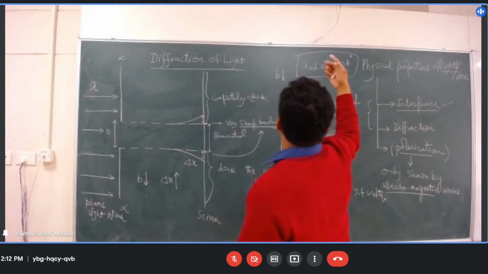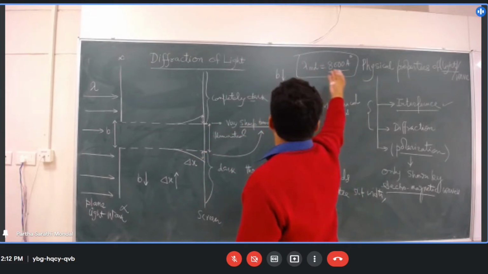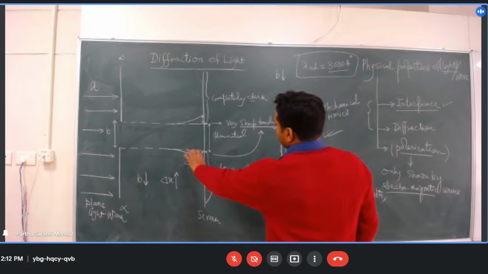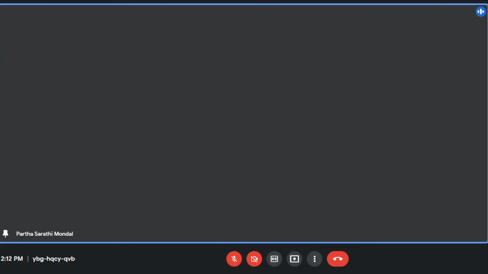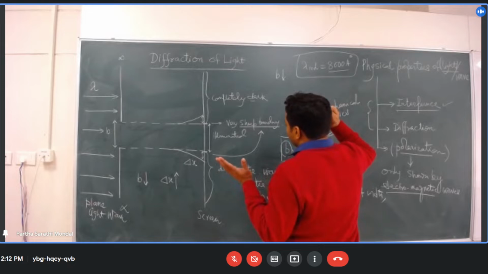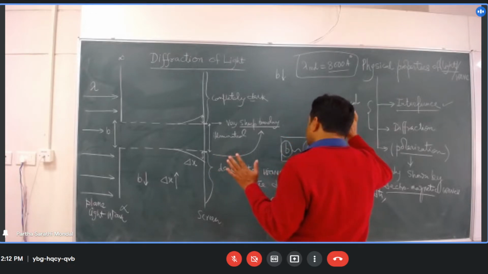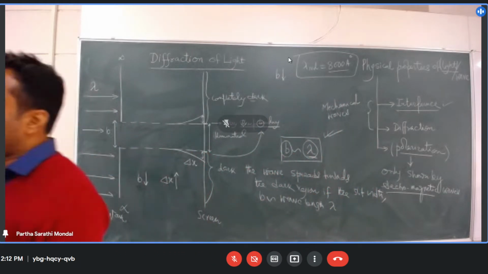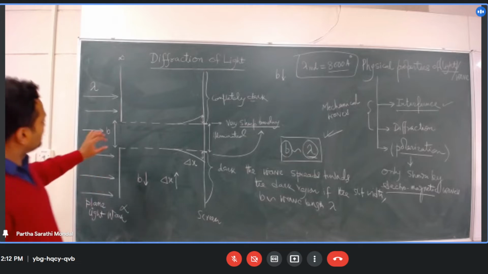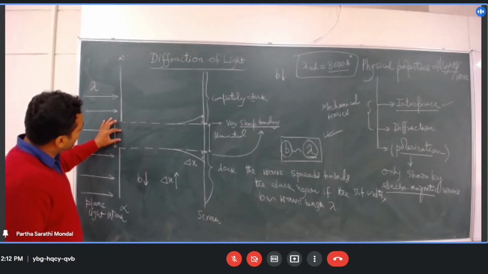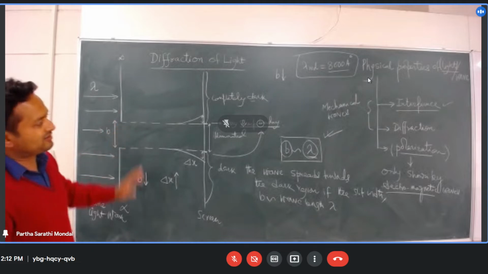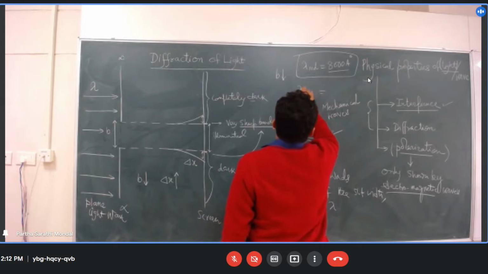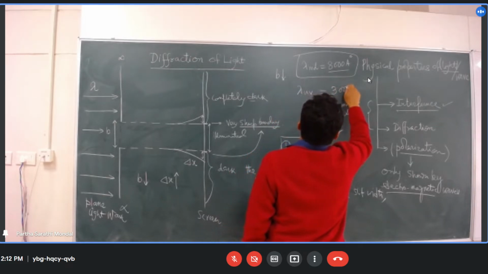If you use ultraviolet ray and you use an 8,000 angstrom slit width, you may not see that much spreading of light. If you want to see diffraction with UV, which is 3,000 angstrom, you have to make the width smaller, comparable to lambda, maybe 3,000 angstrom or something like that.